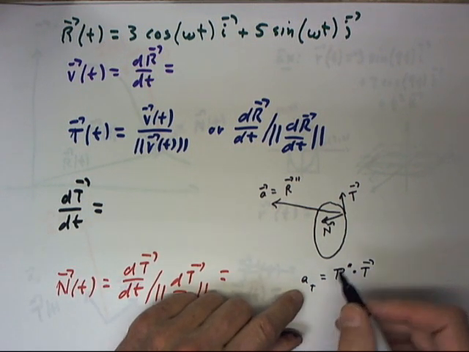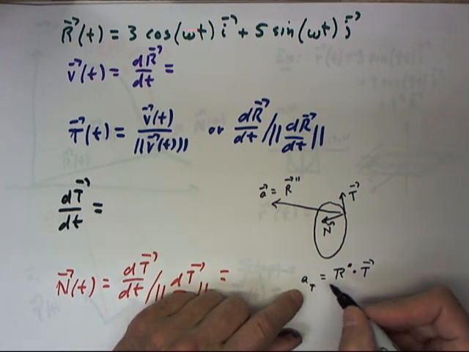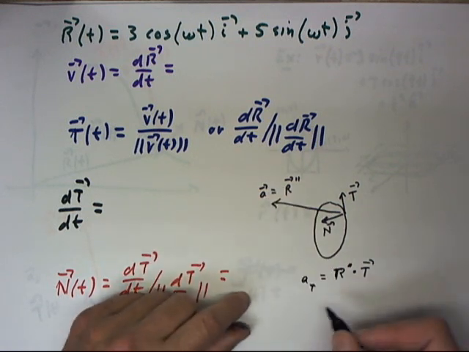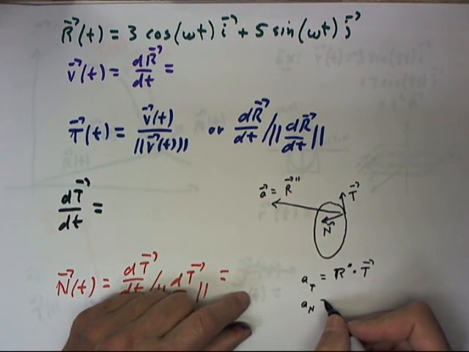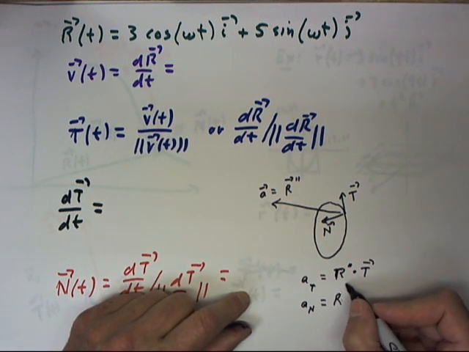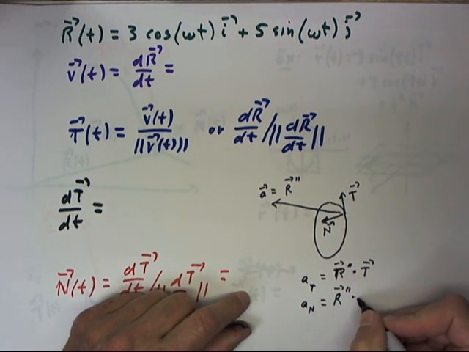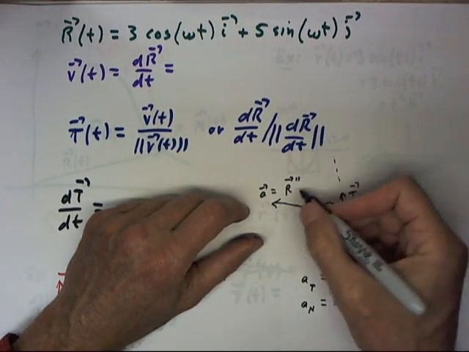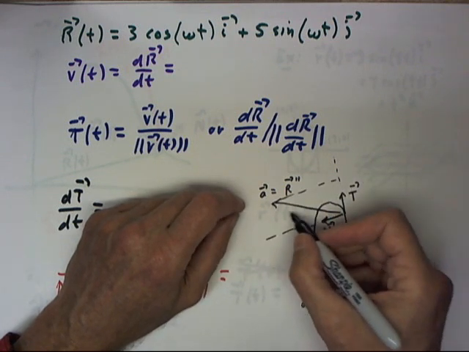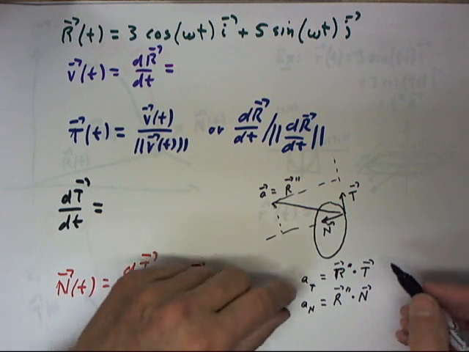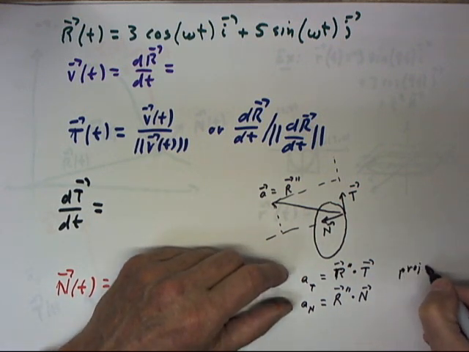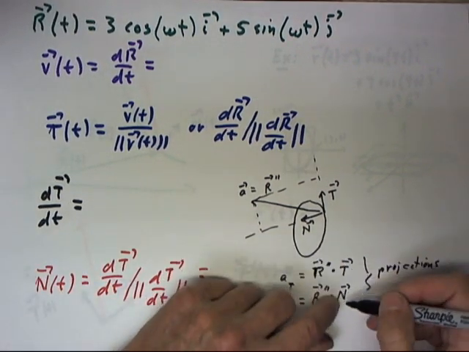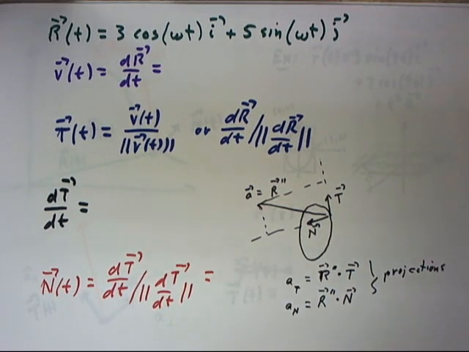The tangential component of our acceleration is found simply by taking the dot product of r double prime with T, the normal component by taking the dot product of r double prime with N. In other words, we're just projecting the acceleration vector onto the unit tangent vector and onto the unit normal vector, and the projection takes a very simple form when you're projecting onto a unit vector, a simple dot product.